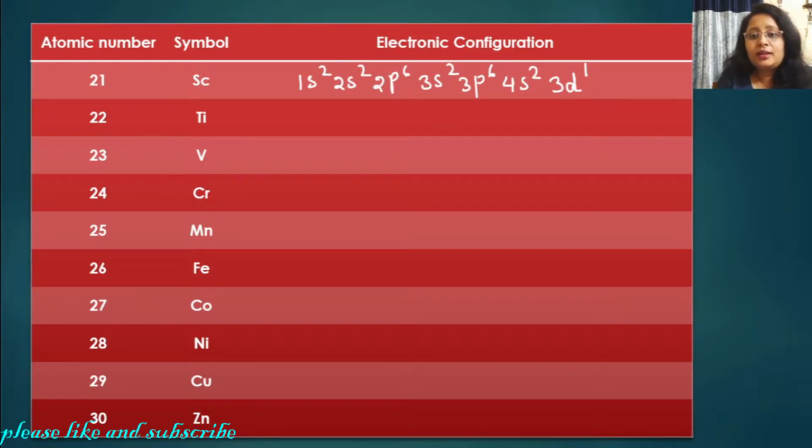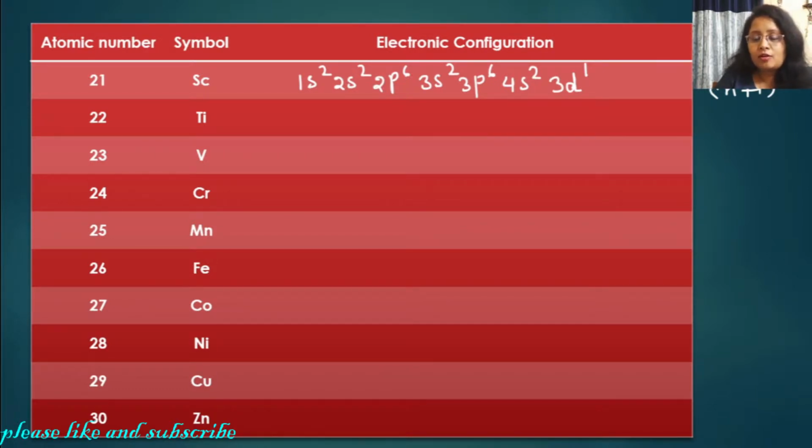Why is 3d coming after 4s? According to the above rule, I explained you already. But one more thing we need to keep in mind: n plus l will decide which is the lower energy and which is the higher. The higher the n plus l value, the higher will be the energy and it will come later.